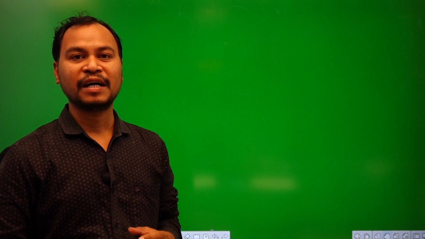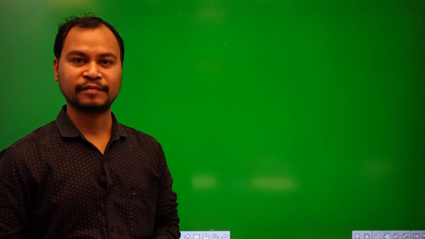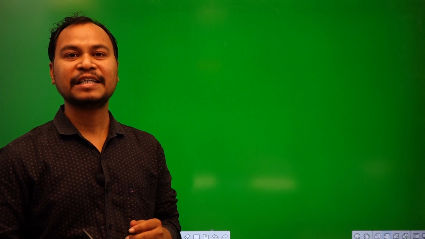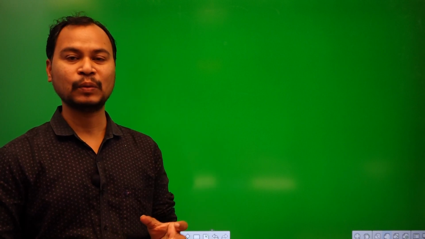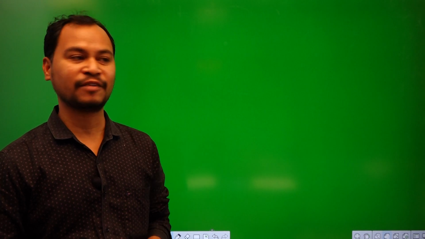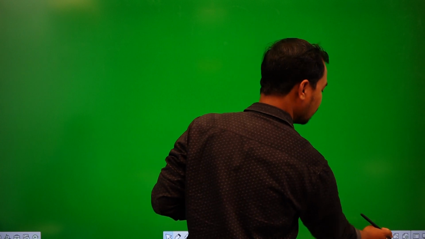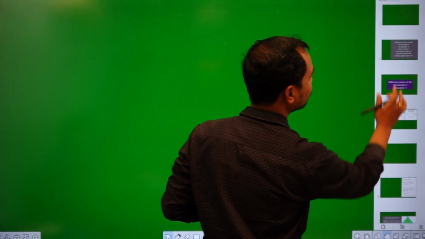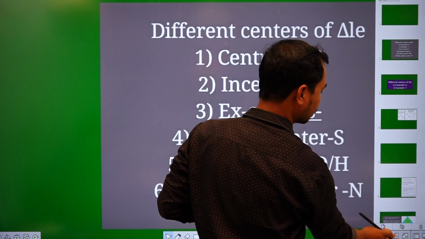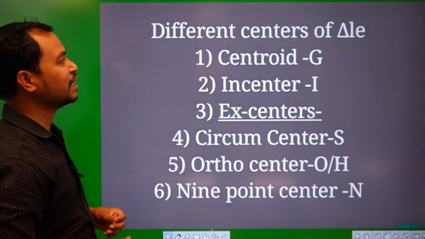And another one: does a triangle have a center? Yes or no? Yes. Every triangle also has a center, but it is not one, it is many. In general, a circle has one center, but a triangle has many centers. Let us see what the different centers of a triangle are.